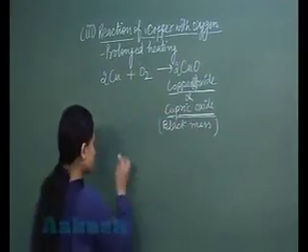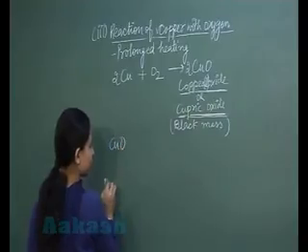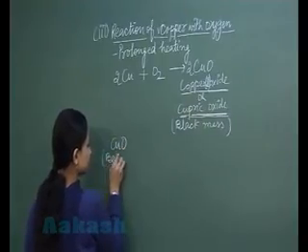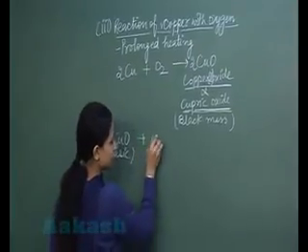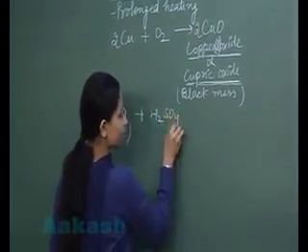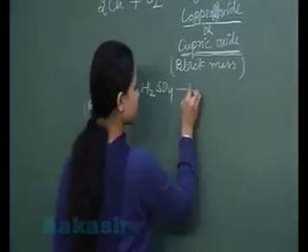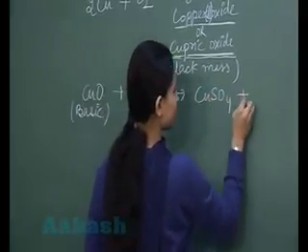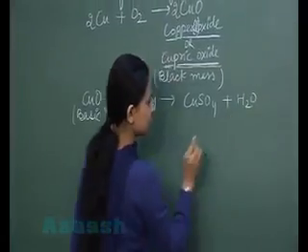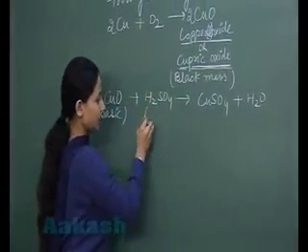So what is the reaction? The copper oxide is basic in nature because it reacts with acid. Let us take sulfuric acid. So it reacts with sulfuric acid to give us copper sulfate plus water. So students, this is the reaction with the acid.